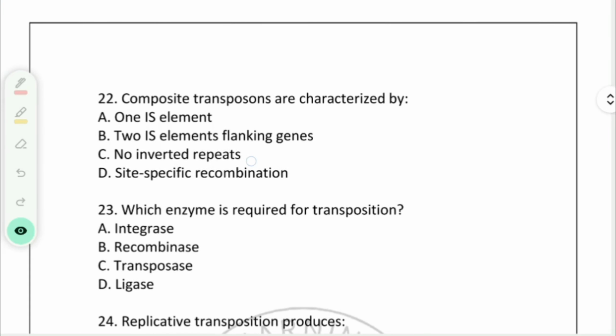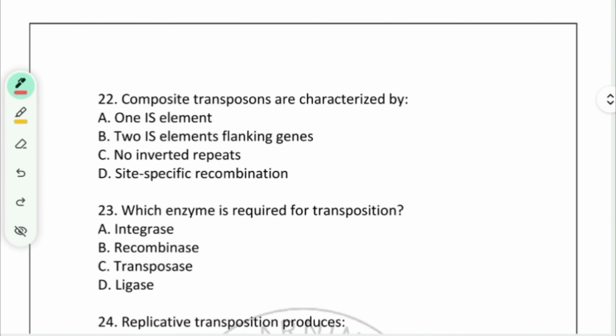Question number 22. Composite transposons are characterized by. Options are A. 1 IS element, B. 2 IS elements flanking genes, C. no inverted repeats, D. site-specific recombination. So the correct answer for this question is option B, 2 IS elements flanking genes.